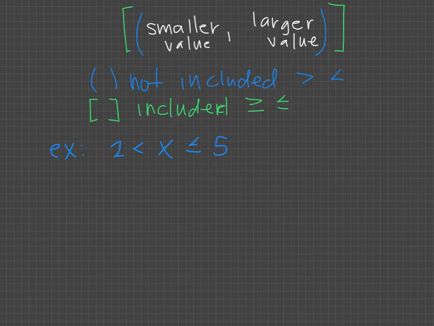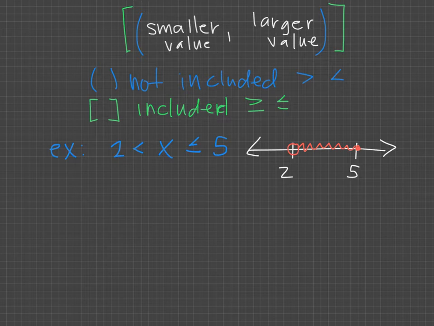In inequality notation, we have 2 less than x less than or equal to 5. So x is in between 2 and 5. We can put that on a number line. We have 2 and 5. 2 is not included, so we have an open circle. 5 is included, so we have a closed circle, and we want values that are in between.